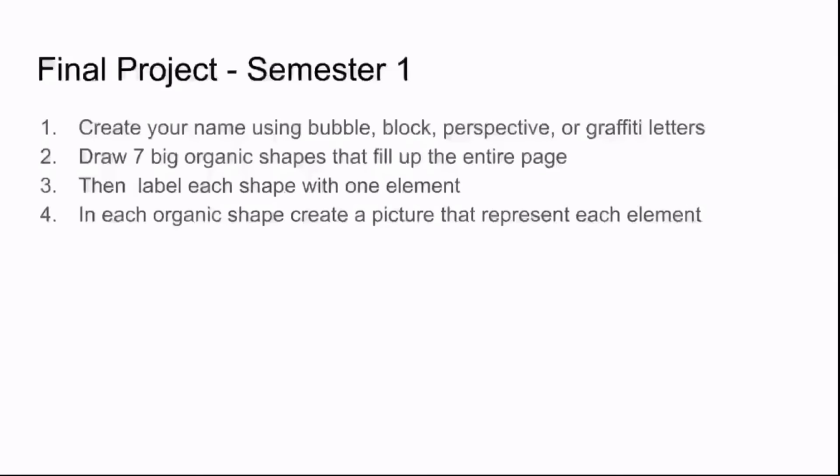Let's recap. For your semester final, you're going to create your name using bubble, block, perspective, or graffiti letters. Then you're going to draw 7 big organic shapes to fill up the entire page. Then you're going to label each organic shape with a different element so you know what to draw where. And in each organic shape, you're going to create a picture that represents each individual element of art.